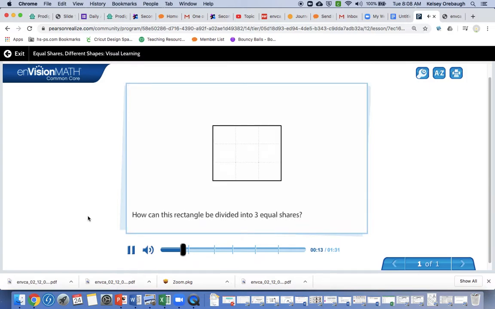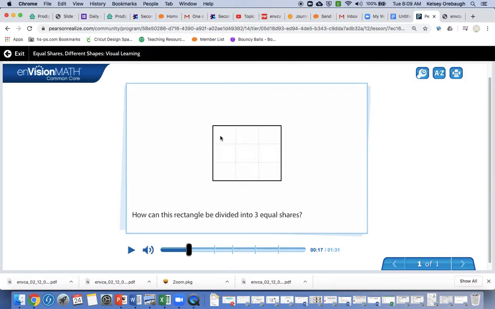How can this rectangle be divided into 3 equal shares? Let's think back to what we did yesterday. We divided a rectangle into equal shares that were the same shape, right? So we could go across and draw rows. We could draw 1 row, 2 rows, 3 rows. Or we could draw columns. 1 column, 2 columns, 3 columns.